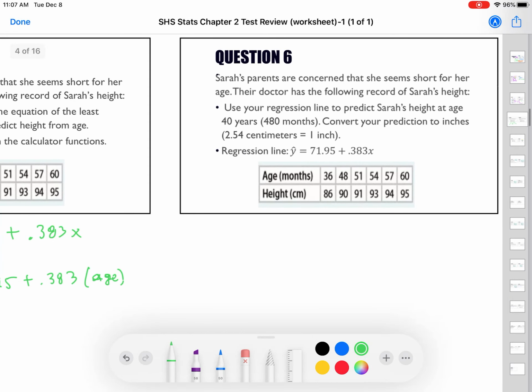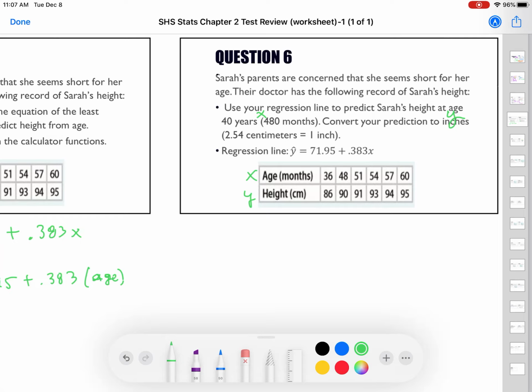Try question number 6. Sarah's parents are concerned, blah, blah, blah. Use a regression line to predict Sarah's height at age 40 years old, which tells us, remember, age is x, so there's my x. And then convert your prediction to inches. So they want to know what her height is.